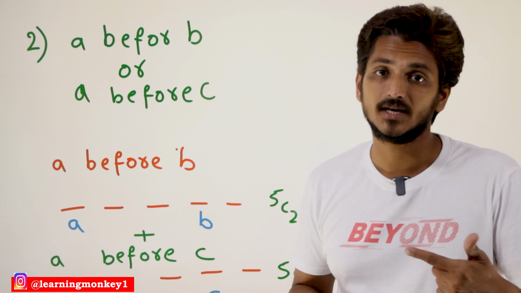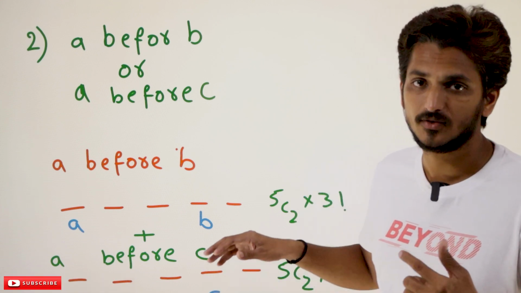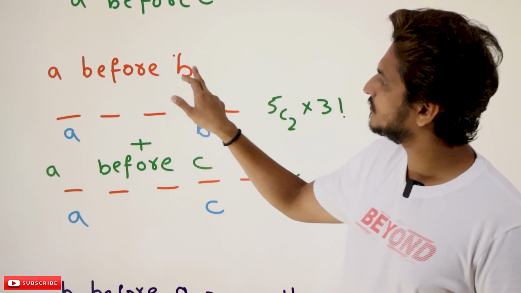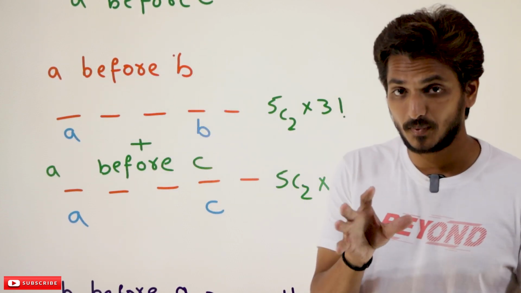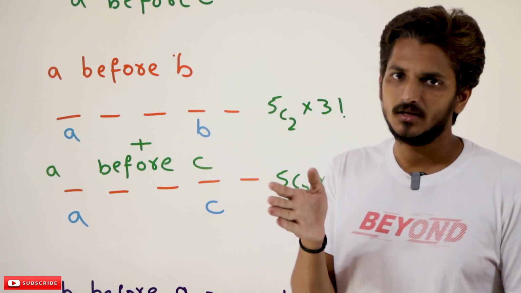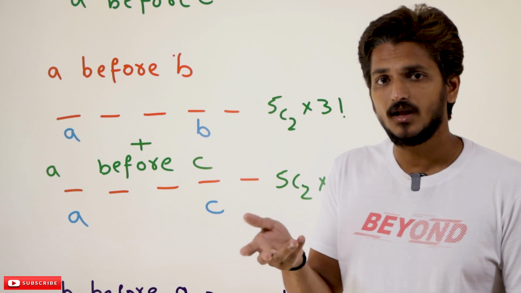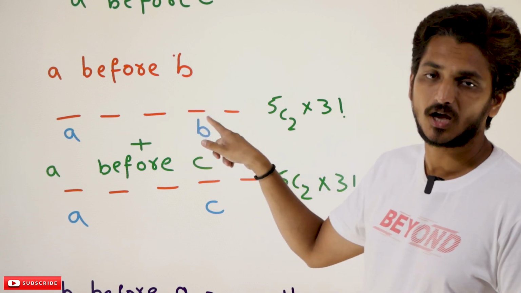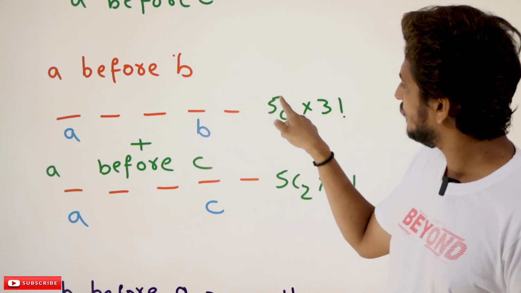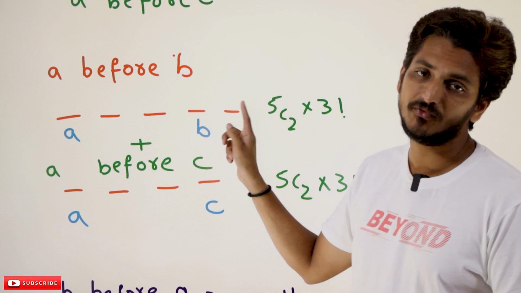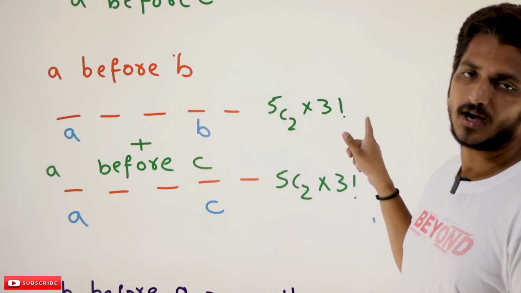What are we missing here? Let's try to understand with an example. Let's take A before B. It means we have to place A and B in a sequence so that A is before B. How are we going to solve this? Select 2 positions out of 5 positions. How many ways can we select that? 5C2 ways, multiplied by the remaining 3 positions, which can be filled in 3 factorial ways.